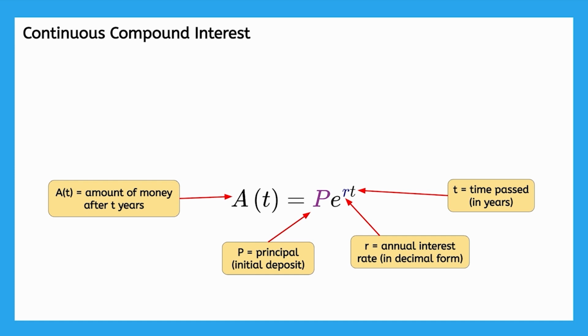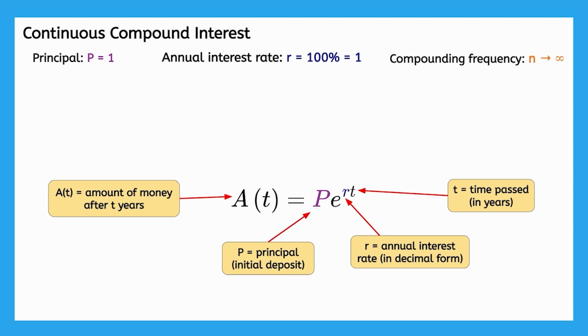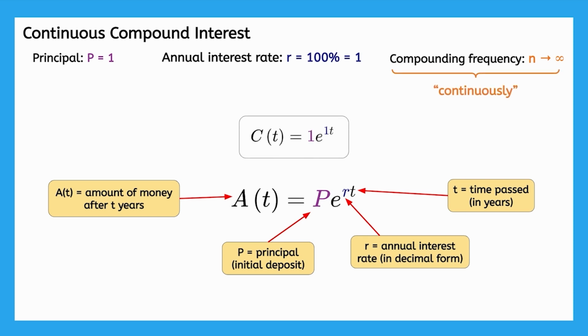it to infinity. Going back to the discussion about your account options with the $1 deposit, if you were able to get an account that compounded the interest infinitely many times per year, we would say it's being compounded continuously, and the equation for the balance would be C of t equals 1 times e to the 1 times t, or just e to the t.